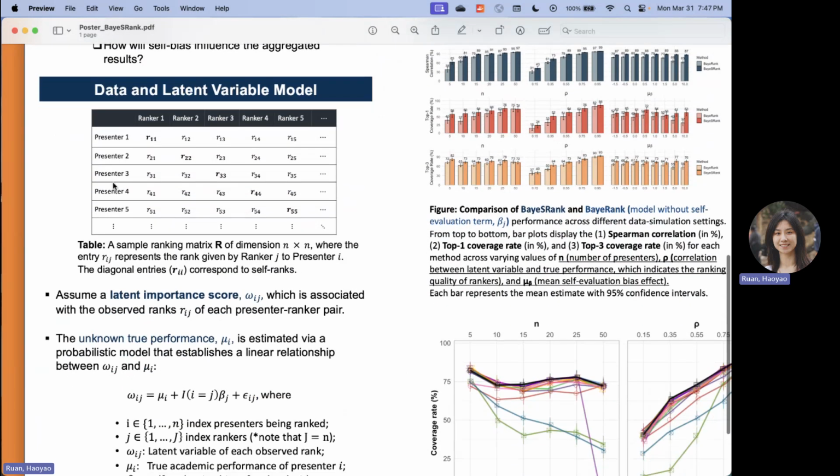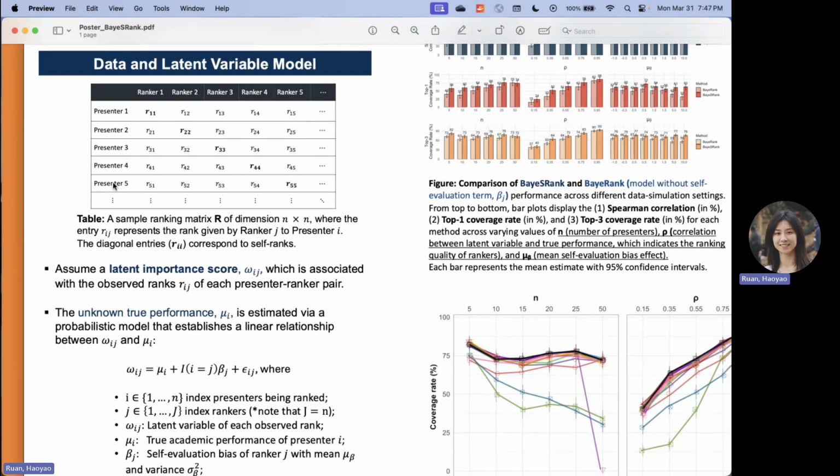Suppose this is a ranking matrix. For instance, if there are 5 people in total, the first column can go like 1, 2, 3, 4, 5. The second be like 3, 1, 2, 4, 5, and so on. Note that the diagonal entries are their self-ranks.